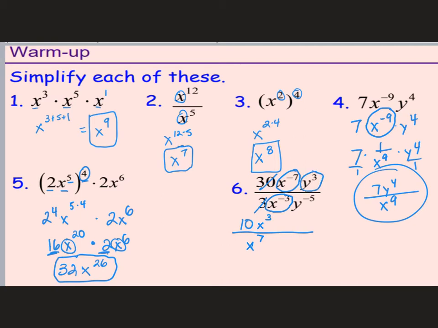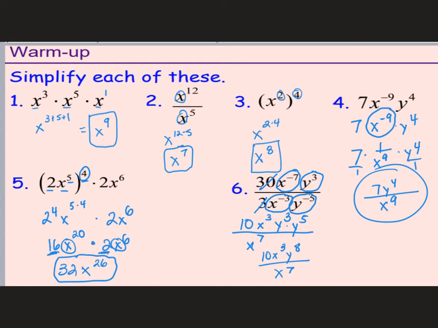Y cubed already has a positive exponent, so we're not going to move that. And we have y to the negative 5th, which has a negative exponent, so we'll take the reciprocal by moving it up to my numerator. And so now I have 10x cubed, y to the 5th over x to the 7th. And I can combine, since y cubed times y to the 5th, they have the same bases, and I'm multiplying, I can add those exponents. So I have 10x cubed, y to the 8th for 3 plus 5 over x to the 7th.